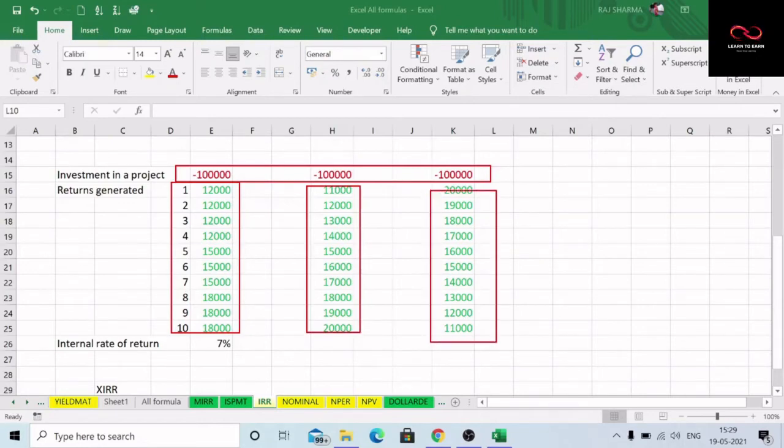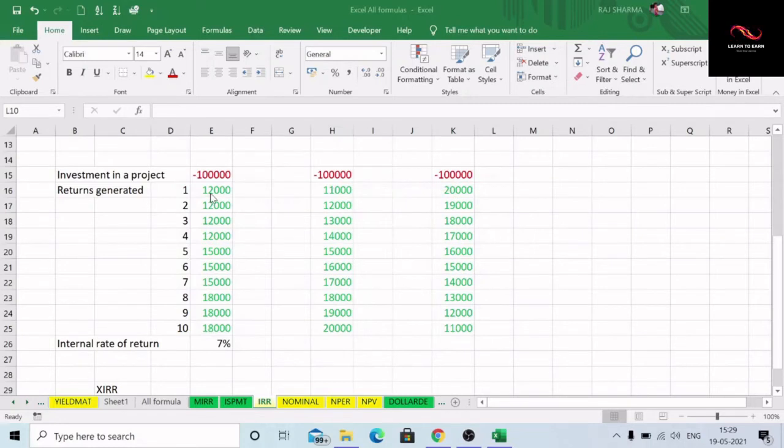In these three returns, you can see in the first case, for the first 4 years we are getting 12,000 per year. Then subsequently 3 years we are getting 15,000, and then a further 3 years we are getting 18,000. In the second, we are getting 11,000, and then every year the return increases by 1,000. In the last project we are getting initially higher returns, and then subsequently the returns decrease by 1,000.